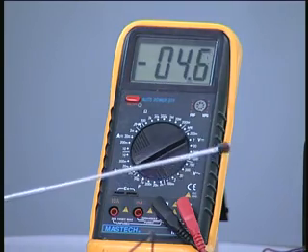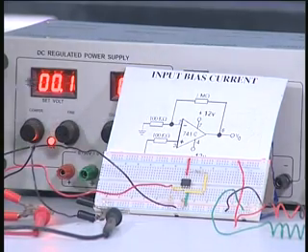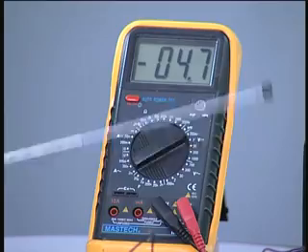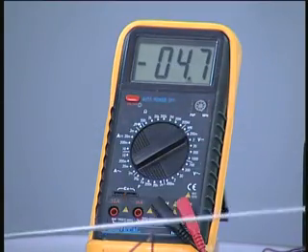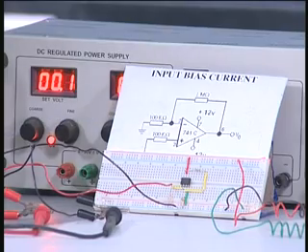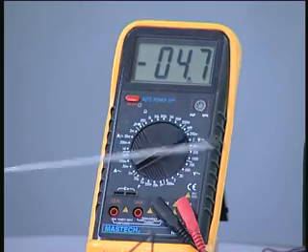Therefore what is the input bias current? The input bias current is minus 4.7 divided by 100k. So it is 0.047, that means 47 nanoamperes is the current that is flowing into this. So by knowing the voltage and the resistance, we can easily calculate the input bias current.